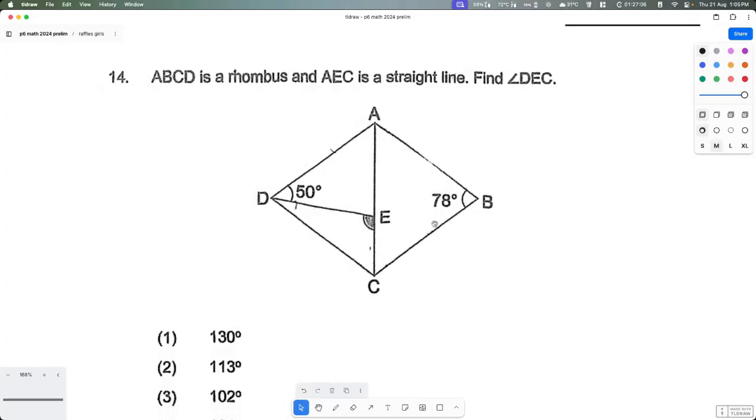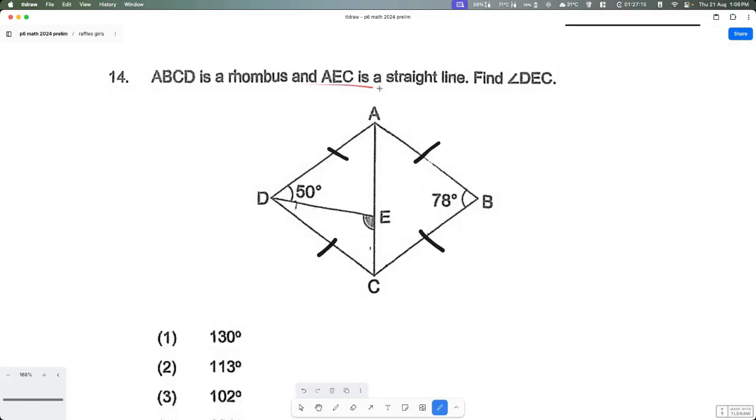Question 14. ABCD is a rhombus. A rhombus has all equal sides. AC is a straight line which is half. Find DEC. So DEC over here.